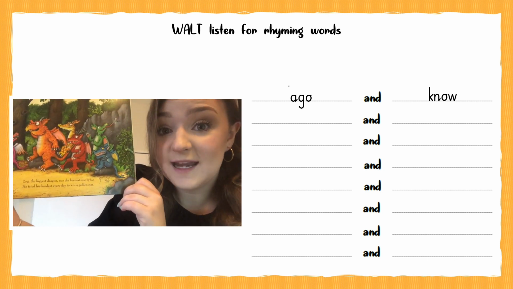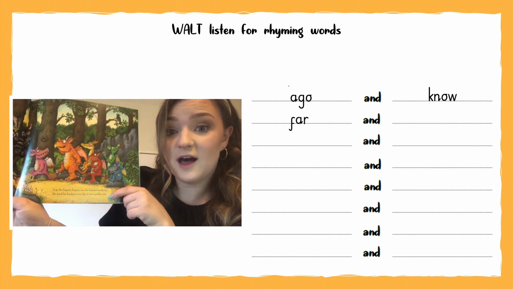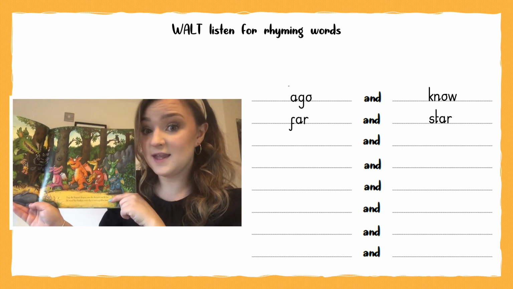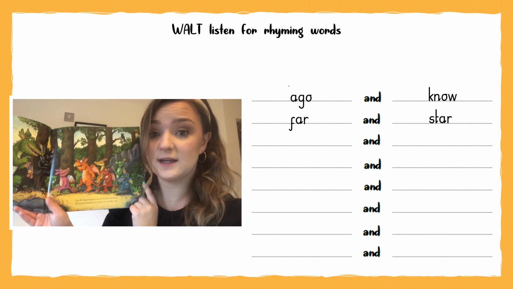Did you spot again? It was the last words in our sentences. Far and star. They rhyme, don't they? Because they both have the R sound at the end. Well done if you spotted those. Write those down on your worksheet now.